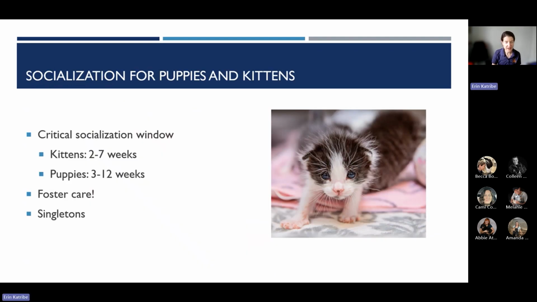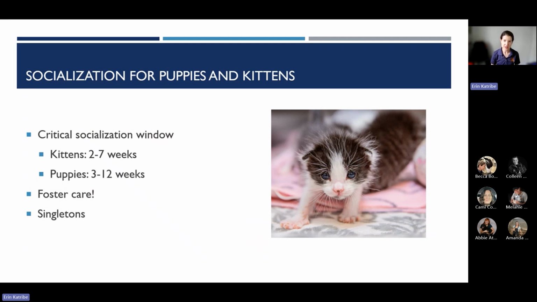Puppies and kittens that we have in our care and shelters, keep in mind their critical socialization windows. For kittens, it's 2 to 7 weeks, and for puppies, it's about 3 to 12 weeks for that primary window. And so it's really important to expose them to a variety of stimuli during this period so they grow up to be well-adjusted adults. And this, again, is why it's so important to get these little ones out of the shelter, right? They're the most vulnerable to disease, and they need these novel stimuli early in life. And so foster care is certainly a great option for that.